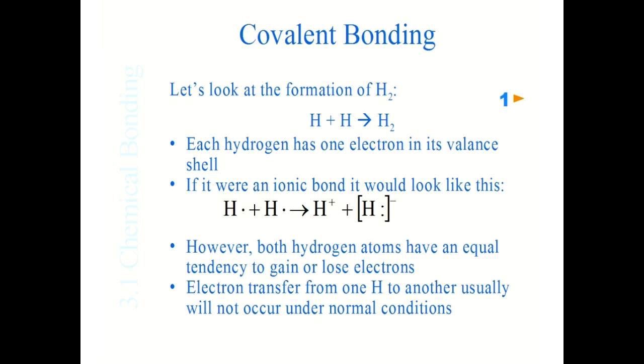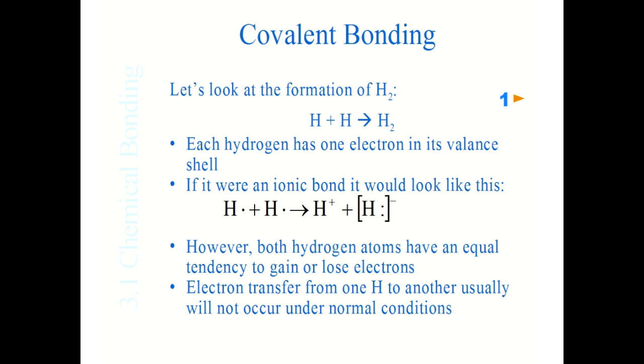So let's look at hydrogen and hydrogen. Hydrogen plus hydrogen forms H2. If we were looking at that in the form of ionic bonding, we would say one of the hydrogens lost an electron and the other one gained it. And we have H plus and H minus. And then they would come together and form H2.